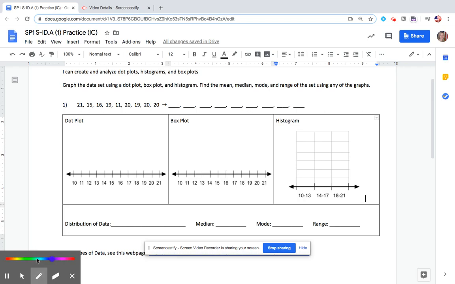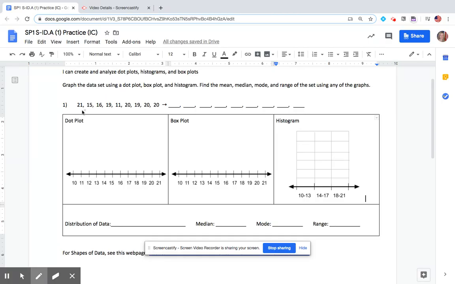Your learning target for this lesson is to be able to create and analyze dot plots, histograms, and box plots. And the directions say to graph the data set using a dot plot, box plot, and histogram. Find the mean, median, mode, and range of the set using any of the graphs.